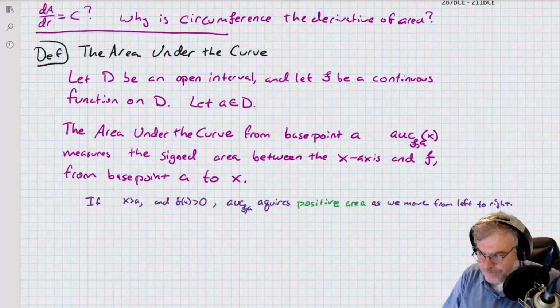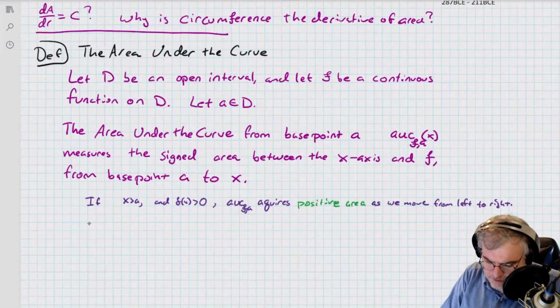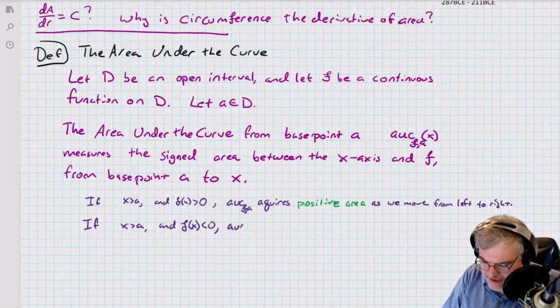So if x is greater than a and f of x is less than 0, AUC_f^a acquires negative area.